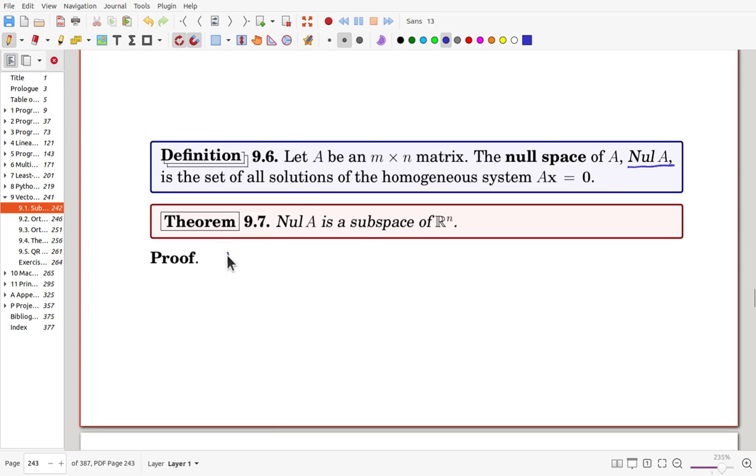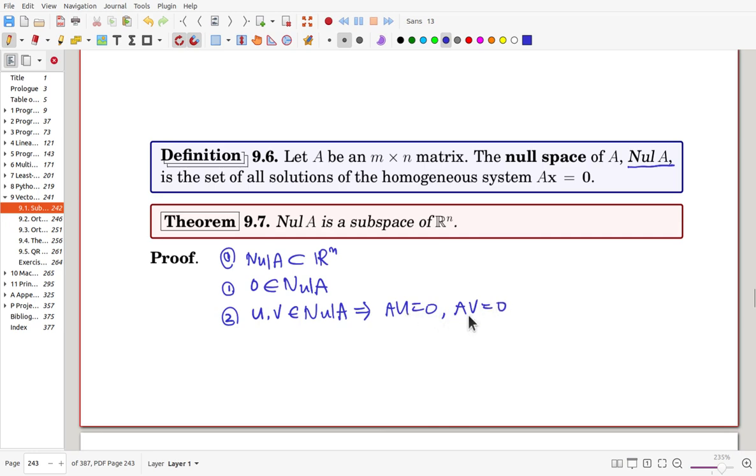Of course, the null space must be a subset of Rn. First of all, let's start with 0. Null A is a subset of Rn, and firstly, 0 must be in the set, because if you put 0 here, then it is satisfied. Secondly, we have to show it is closed under addition. If you choose u and v from the null space of A, that means Au equals 0 and Av equals 0, so they are in the null space. If you add, A(u plus v), then Au is 0 and Av is 0, so that is 0, which means u plus v is in the set.